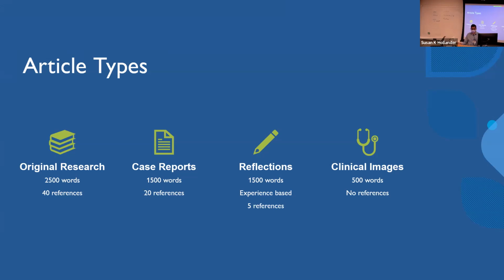And last but not least, clinical images. These are the easiest of these articles. Any sort of image that you think is interesting, a chest x-ray, a CT, an IR procedure that you saw, or even an open wound or some sort of specific skin disease that you saw. And all they will need is 500 words on top of that as well, describing exactly what you saw.